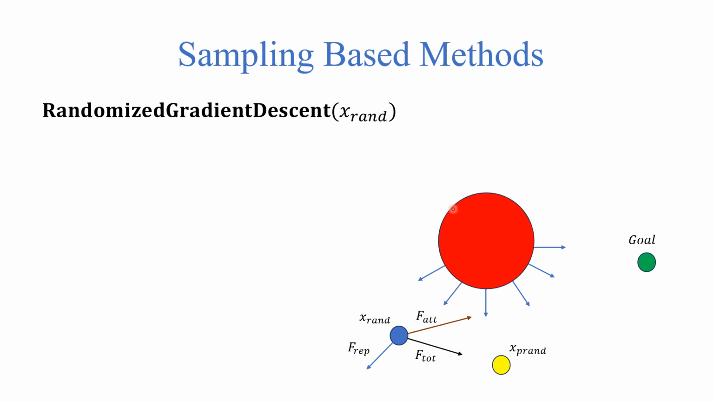Now the obstacle is going to create a repulsive force that's going to affect each and every point in the surrounding space according to a certain law. And the goal is going to create an attractive force that also affects each and every single point in the space according to a certain law, usually a linear law.